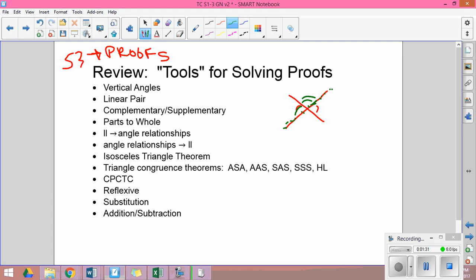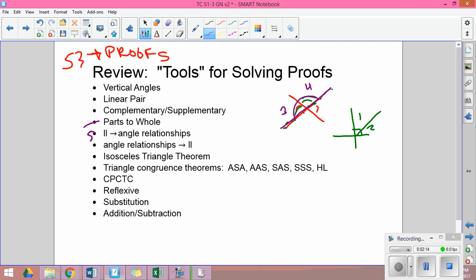Complementary and supplementary, if I'm told that in words, I can write an equation. If I have the right angle box, I can potentially write a parts to whole statement, adding those up to 90. With my linear pairs, I can write a supplementary statement adding them up to 180. Parts to whole allows me to write those equations. And remember, that's a key element of proofs. I want to move from words and the picture into equations, because once I'm in an equation, then all of my algebraic properties like addition, subtraction, division, substitution all apply.